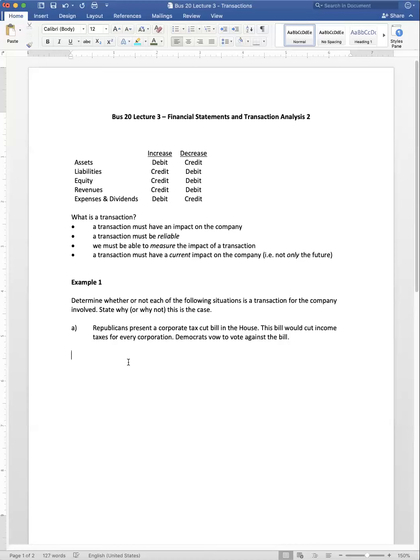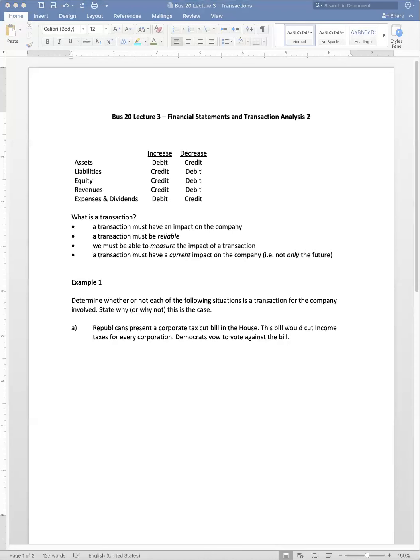And that also ties into the last issue. Is it impacting the company right now? Well, no, not if the bill does not go into effect until the future, right? So even if it did become law, we'd wait until next year after we earned income to determine the amount of the impact and record it. So this is definitely not a transaction.